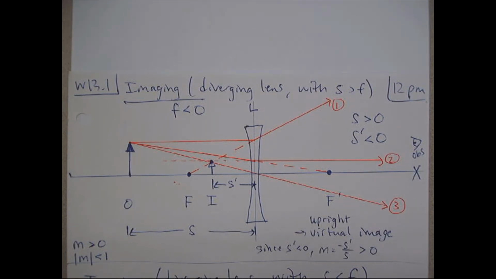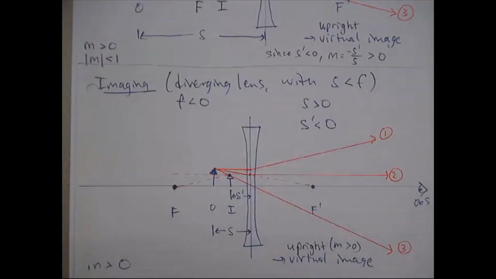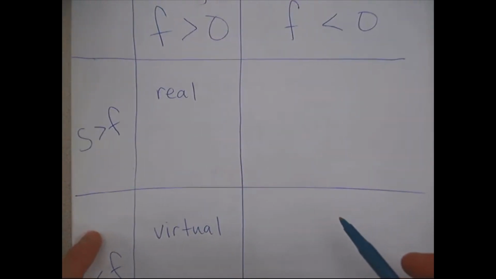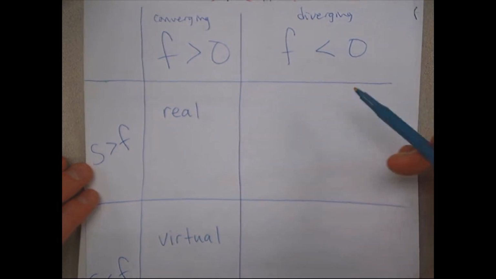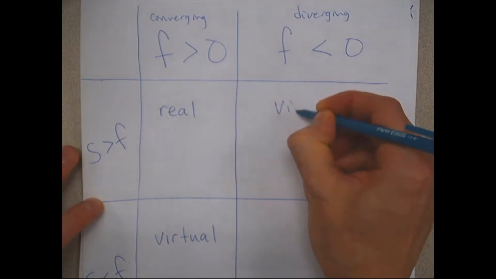It's upright because the magnification is positive. In this case, the image is shorter than the object, so the Y prime here will be less than Y over here. And finally, okay, so that was the case diverging lens, object distance greater than f, we got a virtual image.